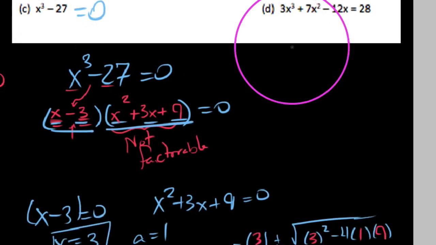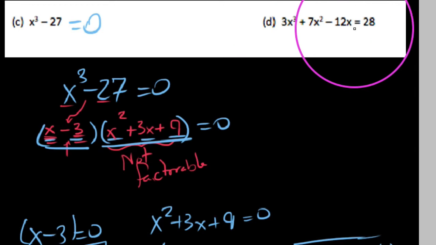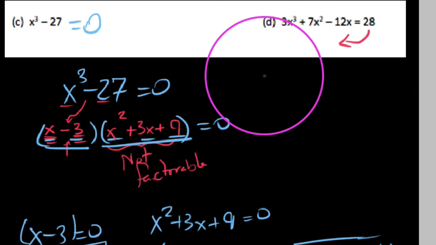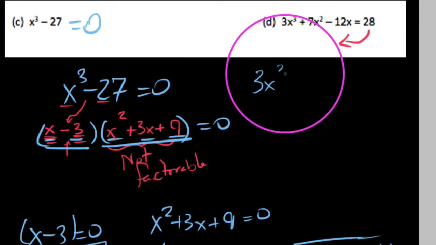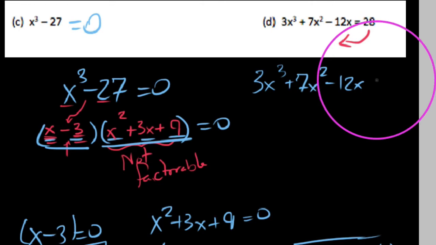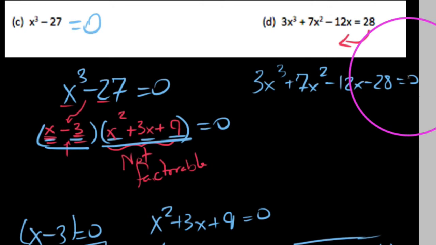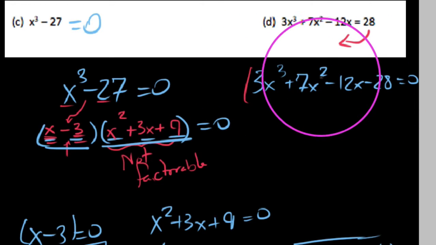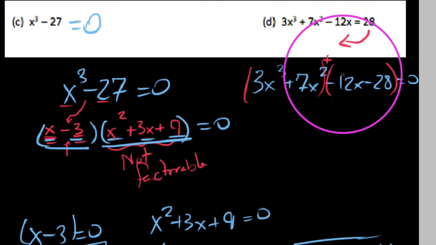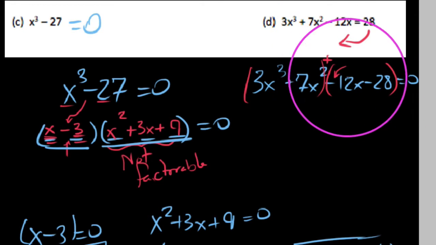And then last but not least, letter D. We have to actually set it equal to 0, bringing this constant back over. So we get 3x cubed plus 7x squared minus 12x minus 28 equals 0. And because this has 4 terms, we're going to try this by grouping. I have to tell you that this negative on the 12 has to stay with your 12.